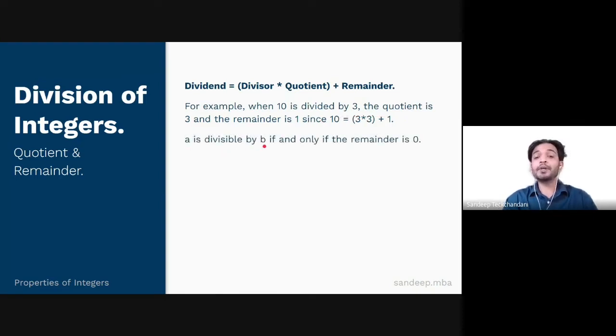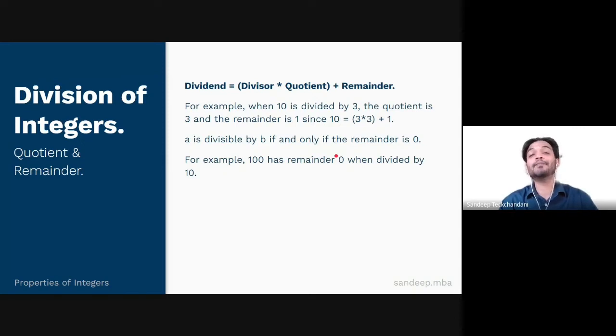A is divisible by B if and only if the remainder is 0. Say I take the number 100 and I divide it by 10. I'll get the remainder as 0 because we all know that 10 times 10 is equal to 100.